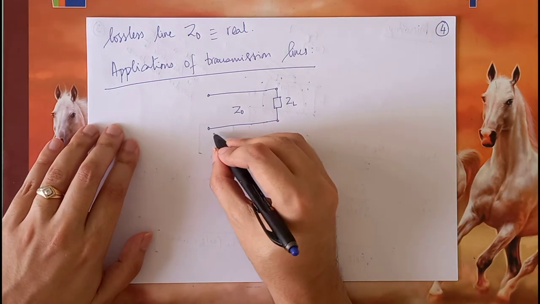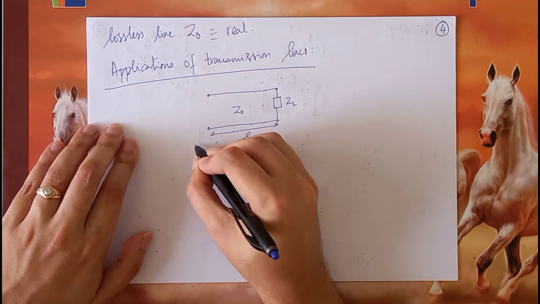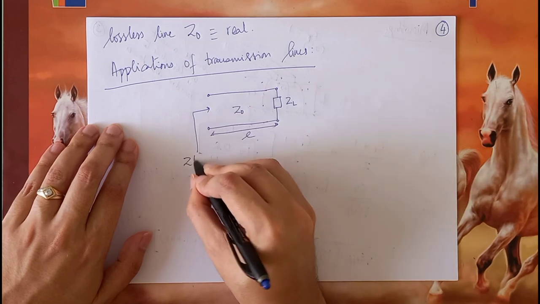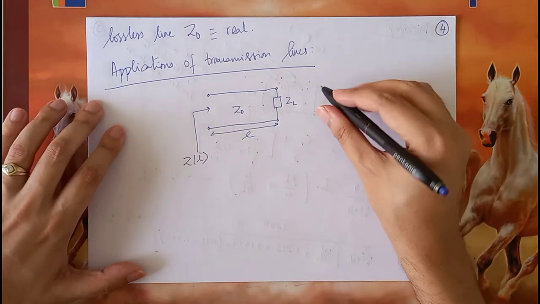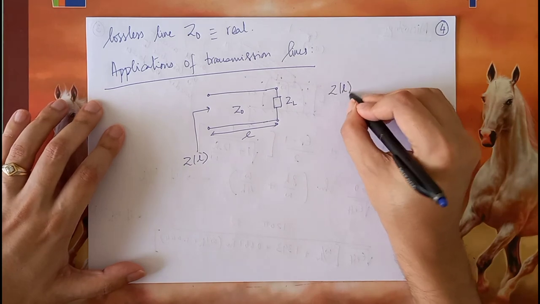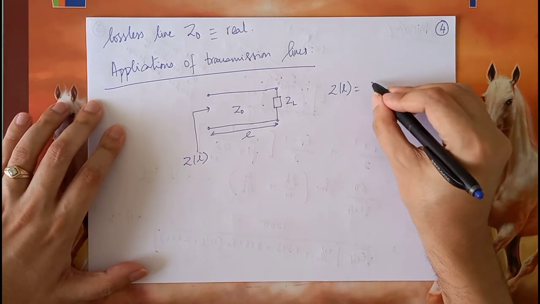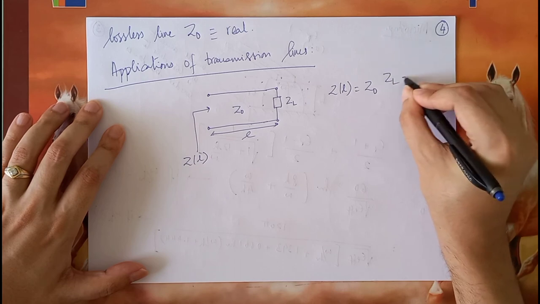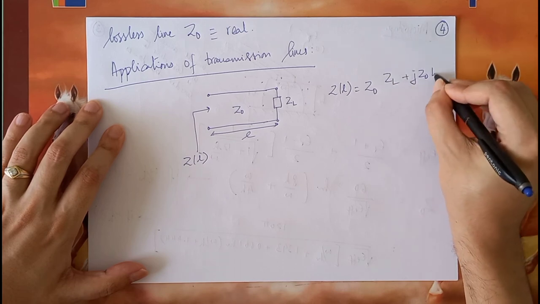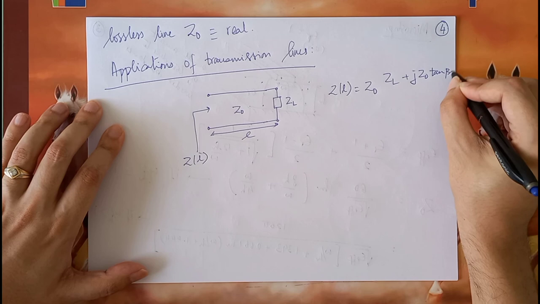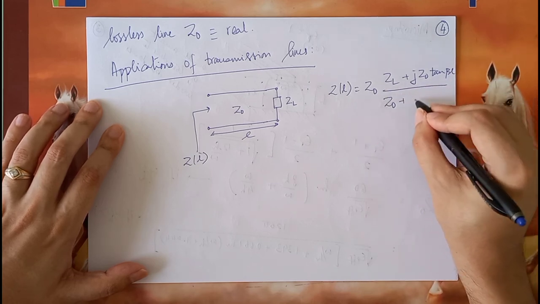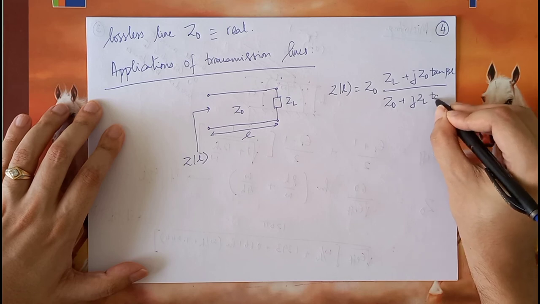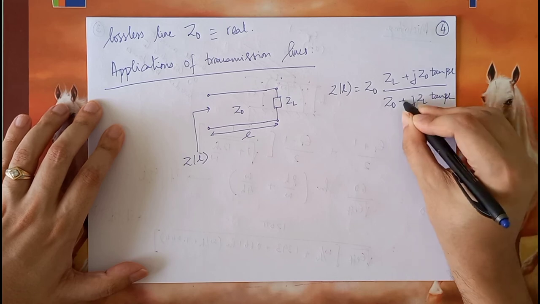Then let us say the length of this line is some L, over here the impedance will be Z of L. So what will that be? Using the impedance transformation relation, Z of L will be Z0 times (ZL plus jZ0 tan beta L) divided by (Z0 plus jZL tan beta L).